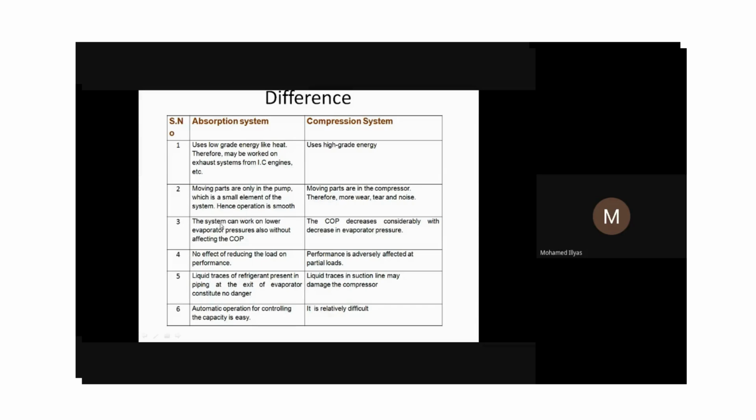The refrigerating effect can work on lower work input. Refrigerating effect means the cooling effect we are getting. The numerator is the refrigerating effect and the denominator is the work input. Changing the evaporator pressure, the low pressure region, will not much affect the refrigerating effect in the absorption refrigerating system. But here the compressor gets power input, so the COP is greatly dependent on the power input, because we need to give power input for the refrigerating machine to work.